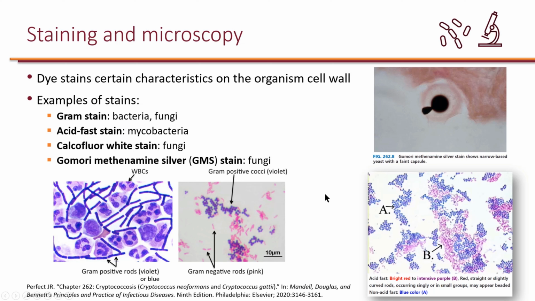Now let's take a look at some of these staining and microscopy techniques. As I mentioned, the Gram stain is the most commonly used technique, and this technique can stain bacteria, but also some fungi species can also get stained. Certain bacteria, most importantly mycobacteria, do not get stained using Gram stain, so acid-fast is what we use.